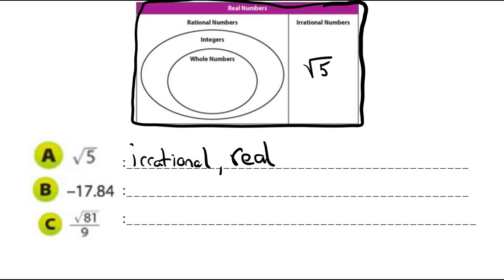B, we're looking at negative 17.84. The easiest way to do this, it's not irrational because it's not a square root. So it's going to be on our left side here. I start with the smallest category and I work my way out until I figure out what category this number fits into. So negative 17.84 is not a whole number. It's not an integer because there's a decimal at the end. Therefore, it has to be a rational number, and we've actually written decimals as fractions in the past, so you should know that negative 17.84 goes here, which means it's rational, and like I said, all of your numbers here are real numbers.